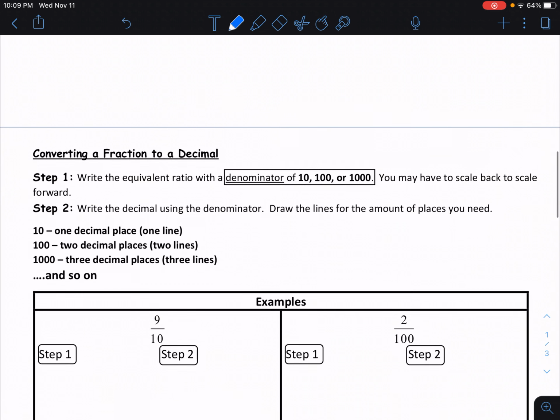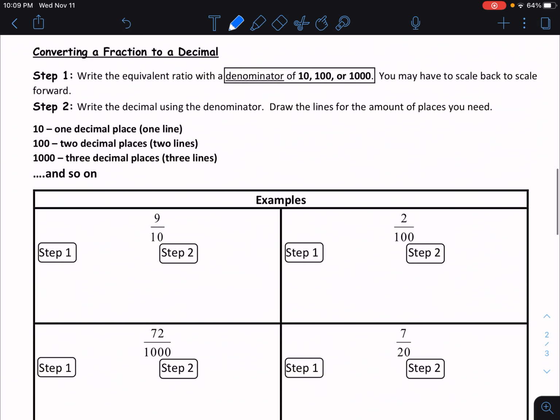In our next example, we're going to be converting a fraction to a decimal. So step 1 says, write the equivalent ratio with a denominator of 10, 100, or 1,000, because it's going to tell you how many decimal places you have. Again, you may have to scale back to scale forward. And then we're going to write the decimal using the denominator.